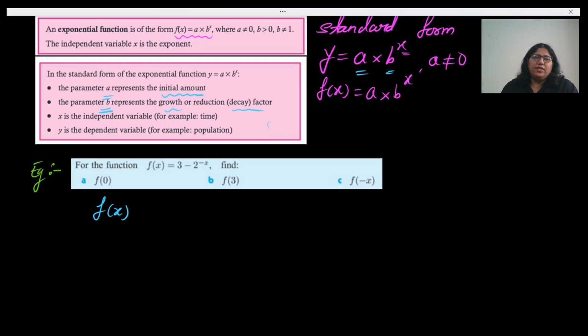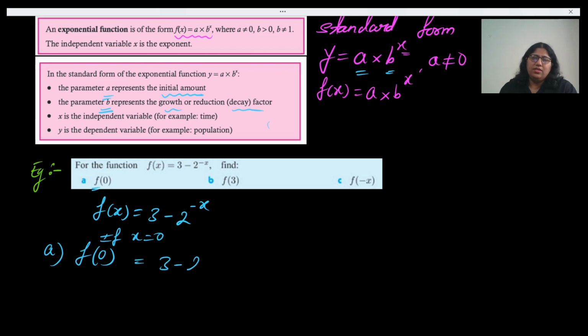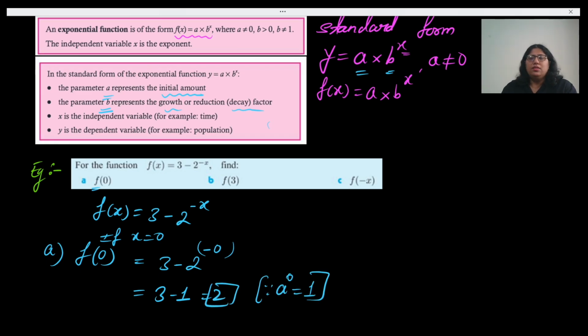Here, f of x is an exponential function which is given in this form. Sometimes you should know how to find the value at a particular place. So in the first place, f of 0 means, what happens if x is 0? Then you substitute, because you learned this in functions. 2 to the power 0 is nothing but 1, because you have to remember all the laws of exponents. 2 times 1 minus 1, answer is 2.